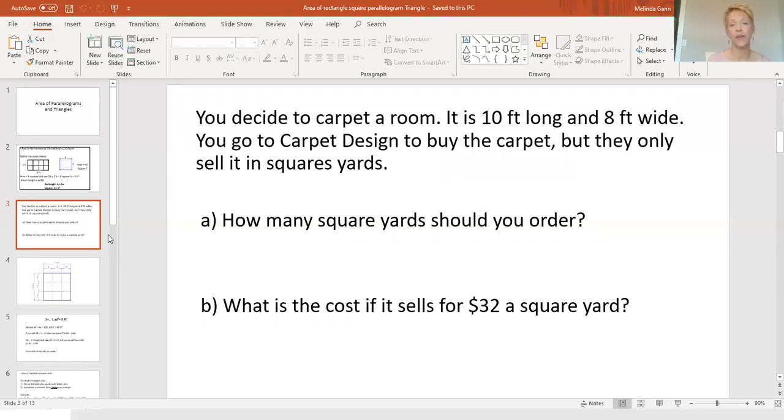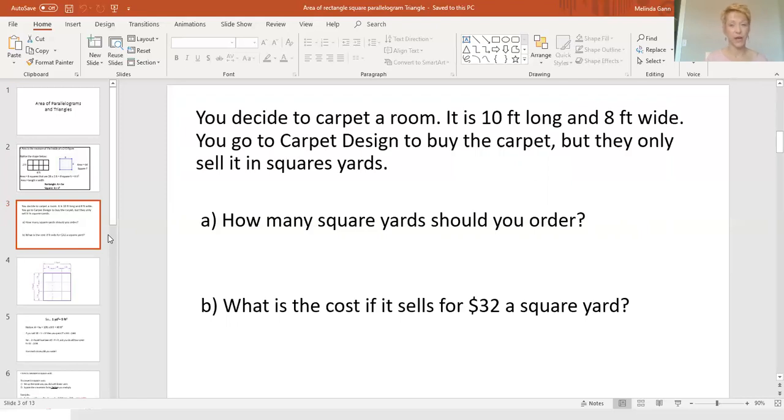So I want you to figure out how much carpet you would need and the cost. So remember, your room is rectangular. We're saying it's a rectangular room. So you find me the area of that rectangle, okay, and you're going to get it in square feet, but you get to the store and they want square yards.